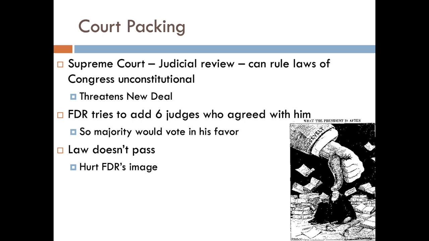So FDR tries to add 6 judges who agreed with him, who would vote in favor of these programs and not vote against them. So the majority would vote in his favor. The law doesn't pass, and this hurts FDR's image.